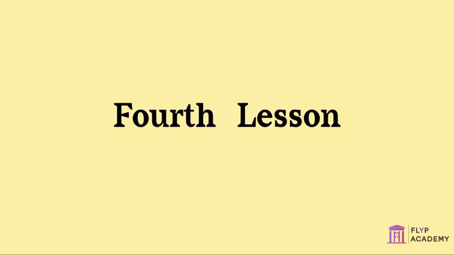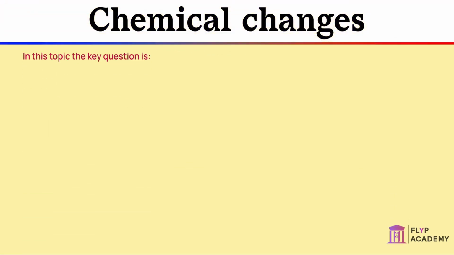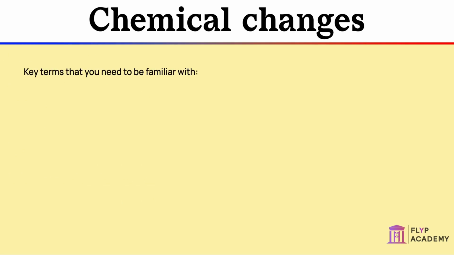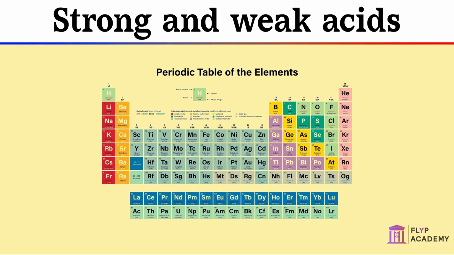Welcome to the fourth lesson of the chemical changes topic. In this topic, the key question is: what are strong and weak acids? Key terms that you need to be familiar with: strong and weak acids. In today's lesson, we will talk about strong and weak acids.